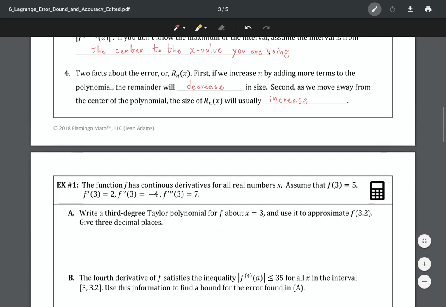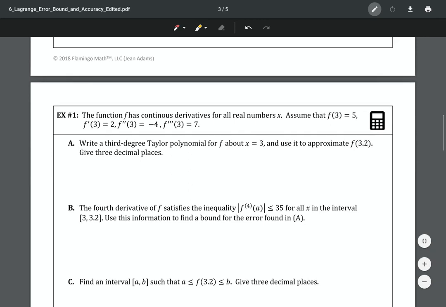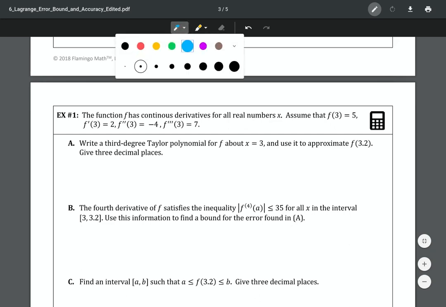Okay, so now let's go on to the first example. Again, please bear with me. This might take a little while, but it's something we have to do. If I'm droning on and on about something, you can just fast forward. So let's look at the first one. We want to write a third-degree Taylor polynomial for a function f about x equals 3. This is really nothing new. We've done this before.